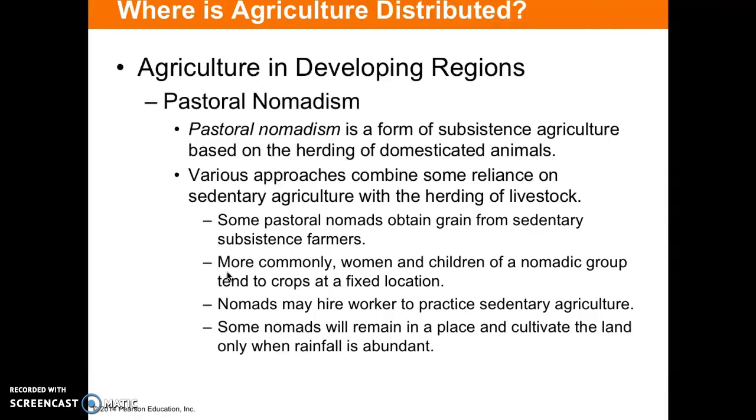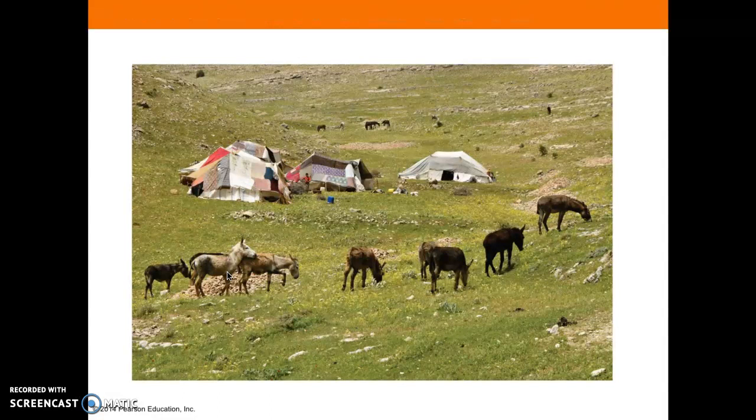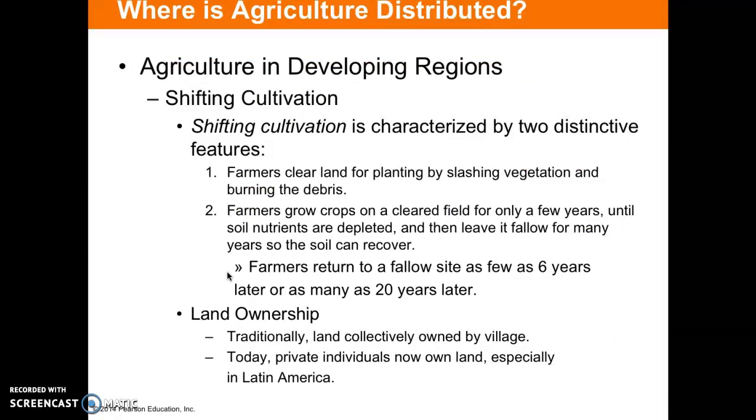Sometimes women and children might stay at a fixed location while the men move around with the animals. And or today they might hire workers to practice sedentary agriculture while they move around with their animals. There are many different types of animals that are used in pastoral nomadism or transhumance, and so it depends on where you are living. And so here you see donkeys. There are places where you might do it with llamas. Cattle is a common one. In some areas, it might be goats, sheep. So the type of animal depends on really where you're at in the world.